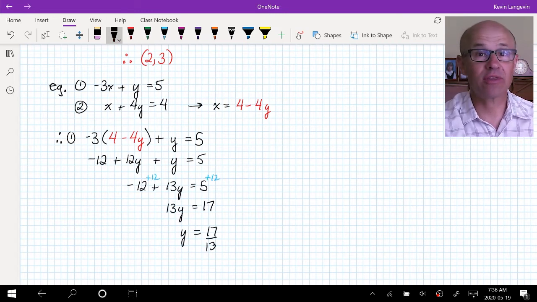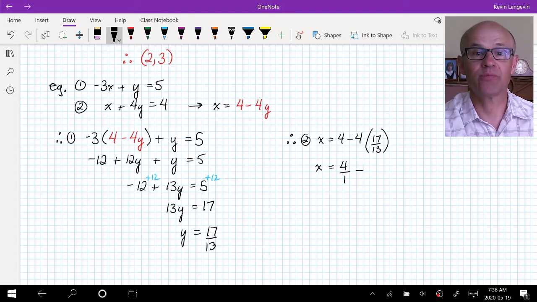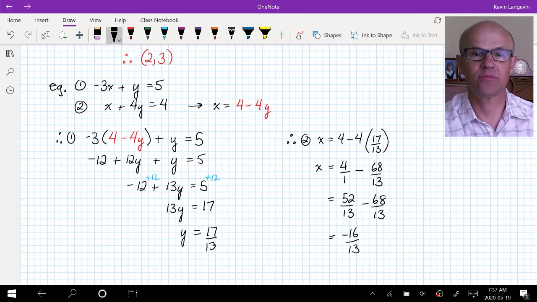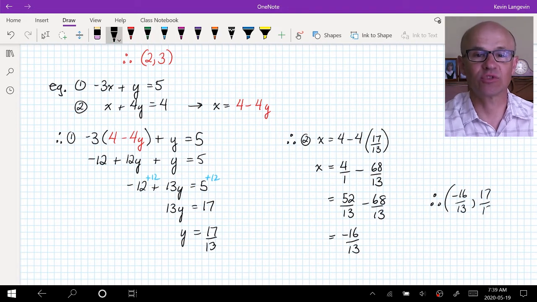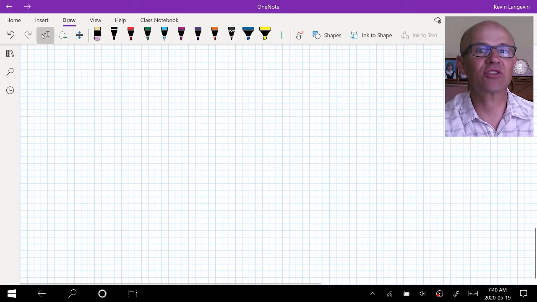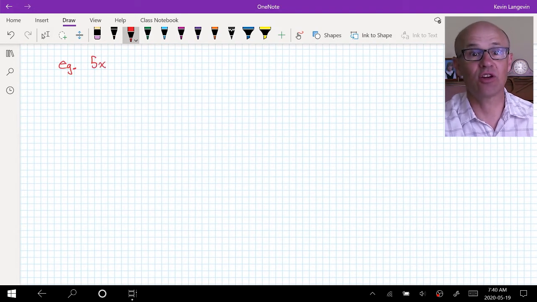This time I come up with one of these nasty numbers. y is equal to 17/13. I'm going to take that, plug it back into an original. I rearrange, find my common denominator, and I get x equals negative 16/13. Good luck finding that answer by drawing two lines and finding out where they cross.